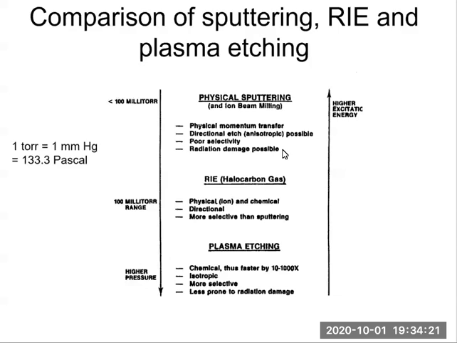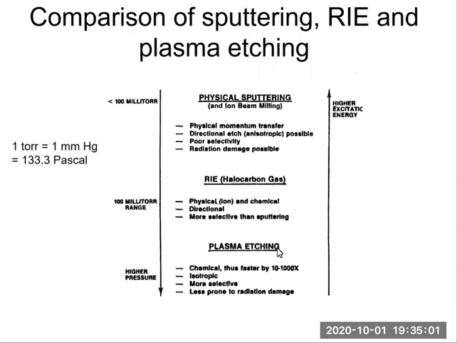And radiation damage is possible in sputtering. What does radiation damage mean? It simply means that plasma actually emits electromagnetic radiation, for example, X-ray. So if the energy of the radiation is too large, the device inside the plasma may be damaged. So this is radiation damage.